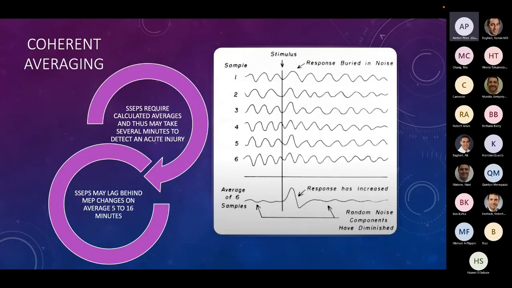And some people argue that this is because it is basically a coherent average. So basically, you're not getting a one moment in time look at the SSEP. It's actually an average of multiple minutes of SSEPs, and so they're delayed. So if your SSEPs fall, the injury could have occurred an average of 5 to 16 minutes prior to them actually showing any sort of a response. And so it's important to keep that in mind.